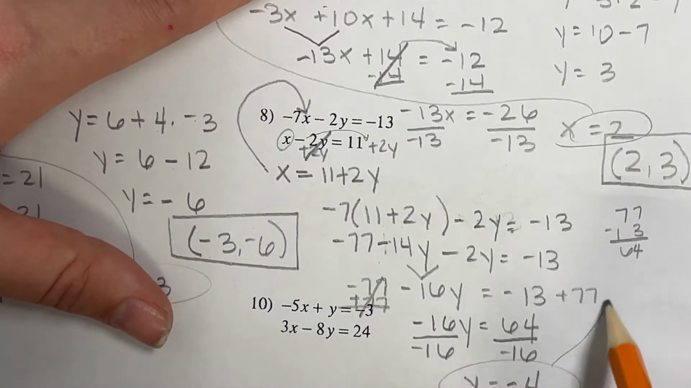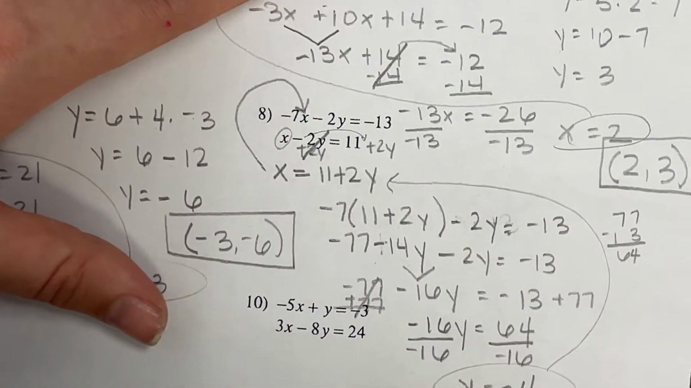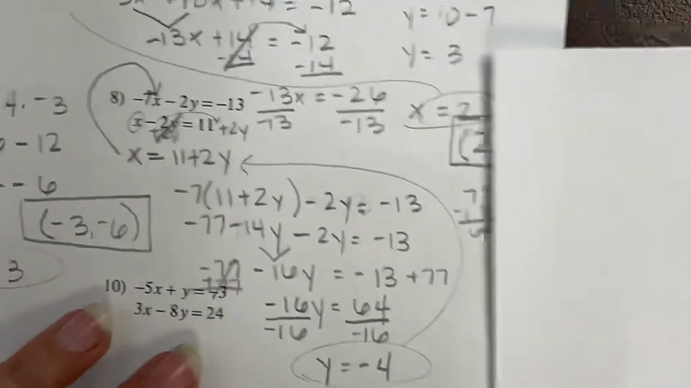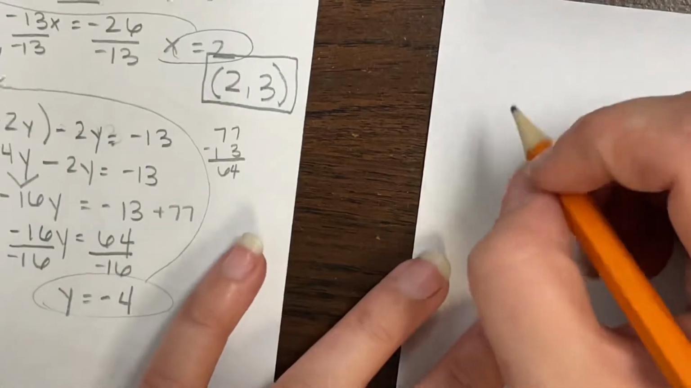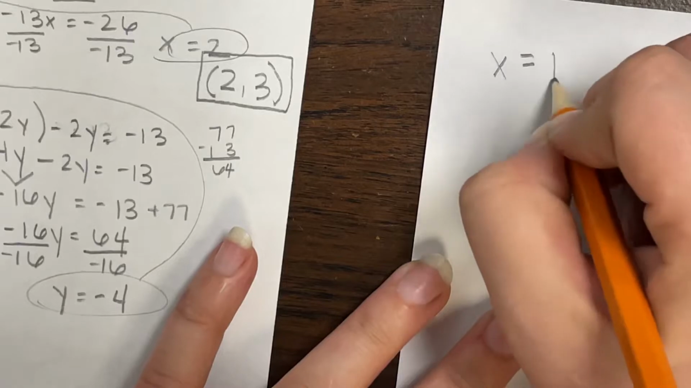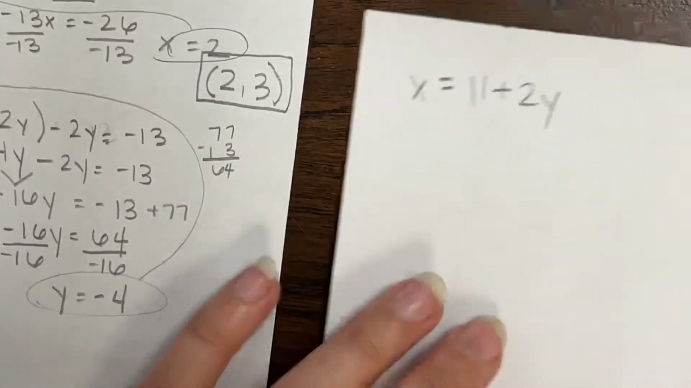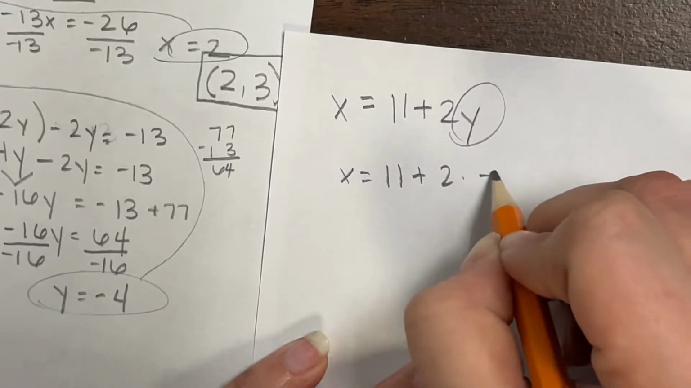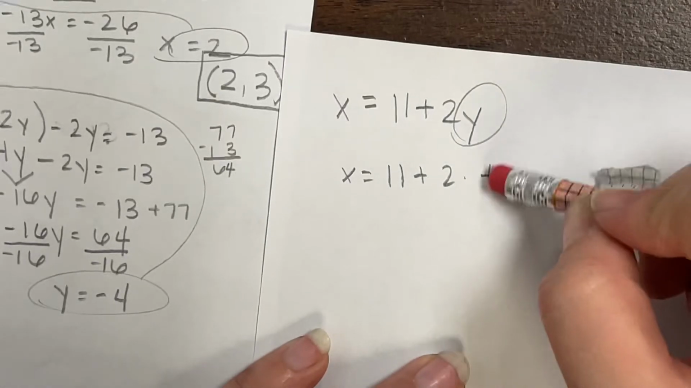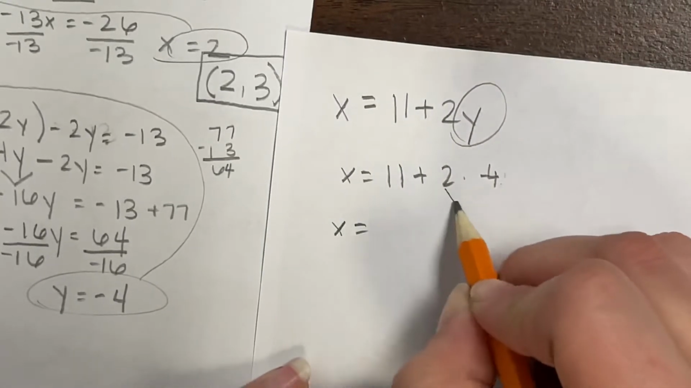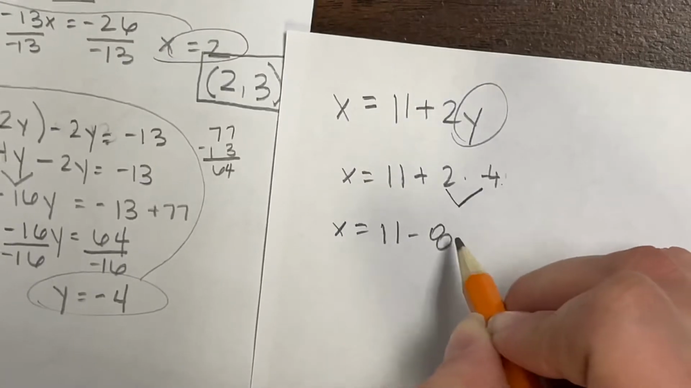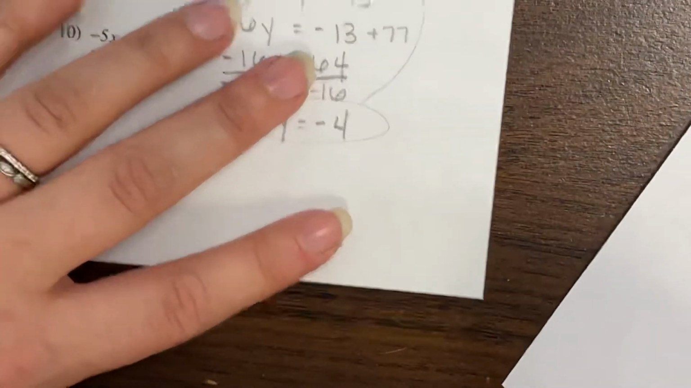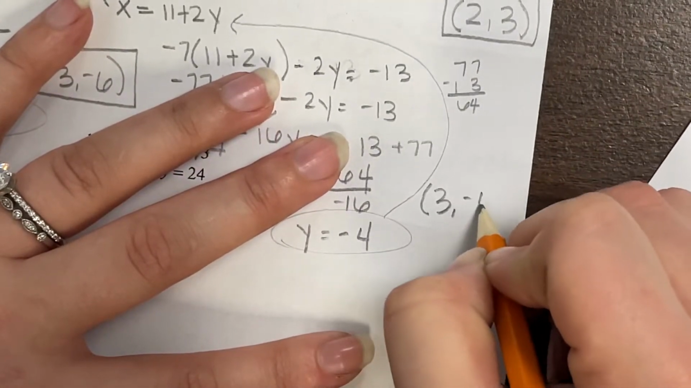Take that, plug it into the easiest equation, and you'll get x. I'm going to do this on another piece of paper. So we know that y is negative 4. So here we go. X equals, I'm plugging it into this equation. Y is negative 4, so I'm going to plug it in right there. Okay, do your 2 times negative 4, you'll get negative 8, and 11 minus 8 is 3. So your answer is 3, negative 4.